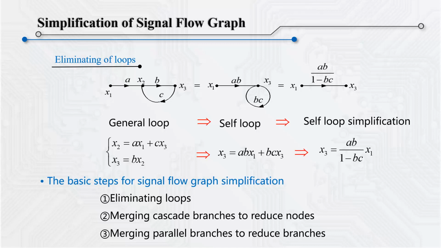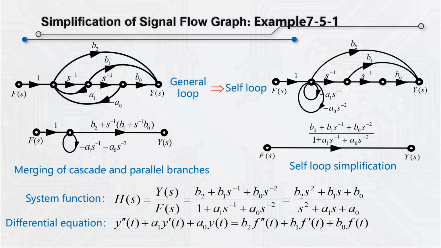To sum up, the basic steps for the simplification of signal flow graph can be listed like this. First of all, we should try to eliminate all the loops. Then, the cascade branches can be merged to reduce the number of nodes, and the parallel branches can be combined to reduce the branches. After simplification, a signal flow graph with only one branch is obtained finally.